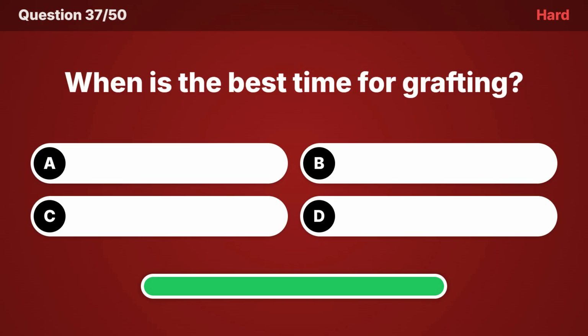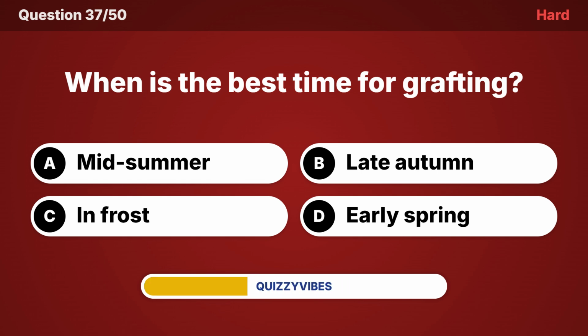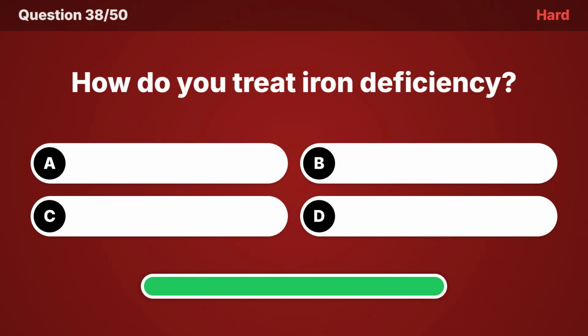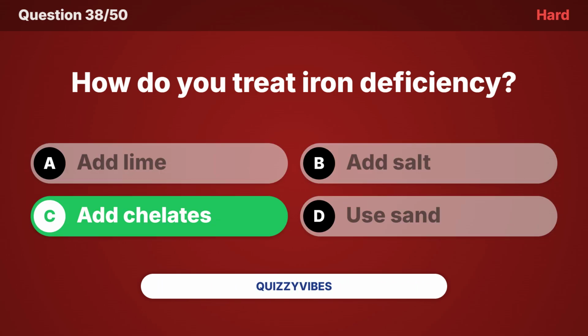When is the best time for grafting? Did you guess it? The answer is early spring. How do you treat iron deficiency? Did you guess it? The answer is add chelates.